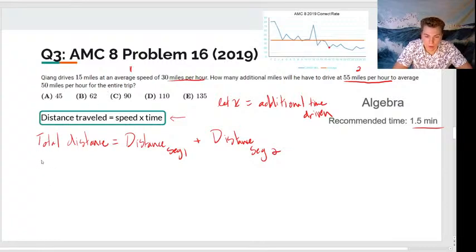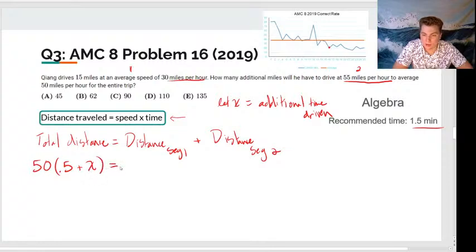So we know we want to go 50 miles per hour, but how long are we spending on this trip? Well, for the first segment, we're going 15 miles at an average speed of 30 miles per hour. So that'd be about half an hour. And now how long is the second part of the trip? X, because remember, we just defined it as x.